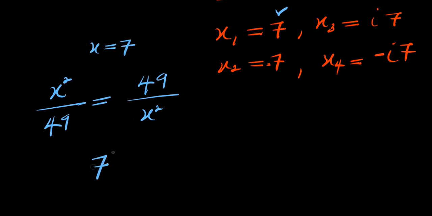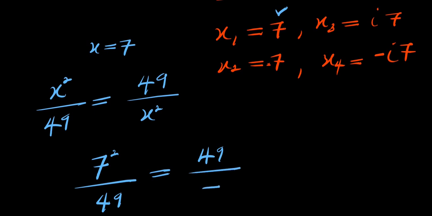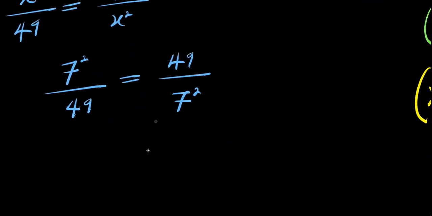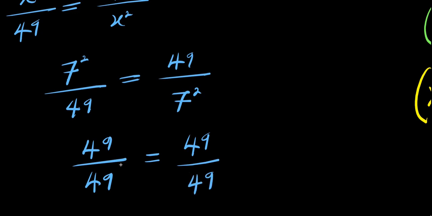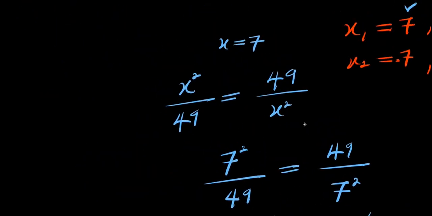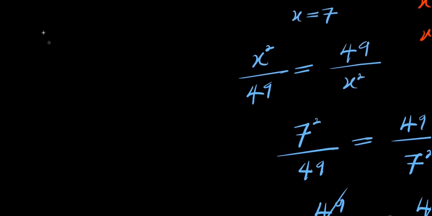So this is 7 squared divided by 49 equals 49 divided by 7 squared. So from here, 7 squared is 49, divided by 49 equals 49 divided by, this is 49 as well. This eliminates this once, this eliminates this once. That has satisfied the equation for x equals 7.